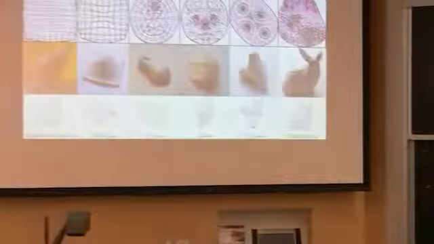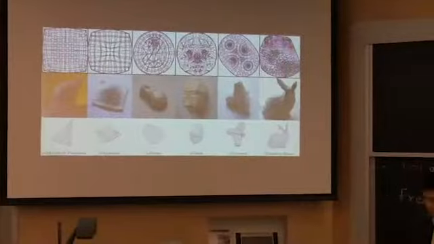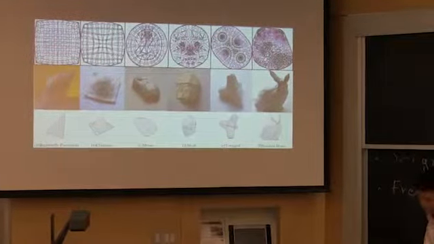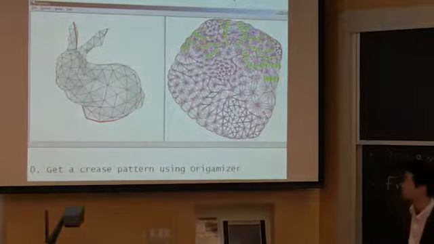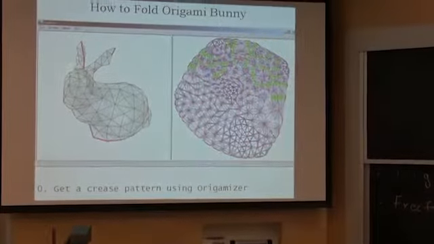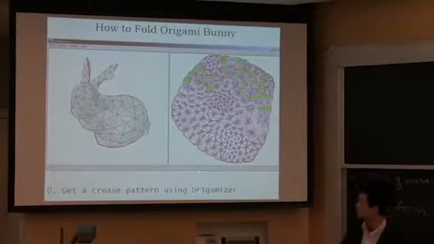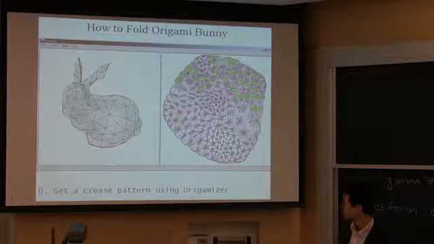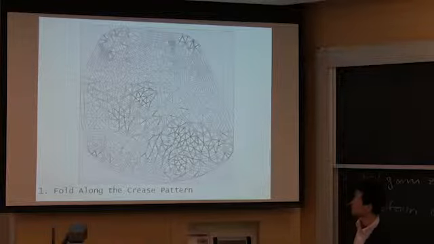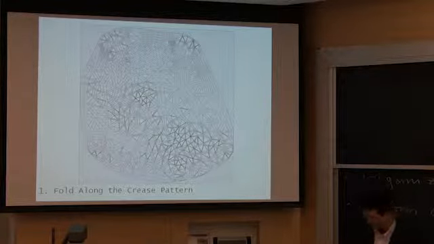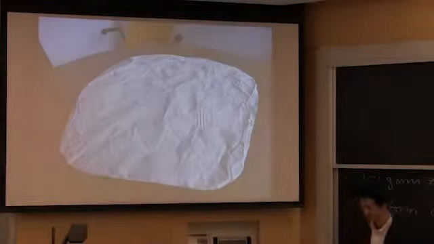So this is a series of results that are folded. And so this is how to fold the origami bunny. The first thing you do is get the crease pattern using Origamizer, and then fold along the given crease pattern, like this.